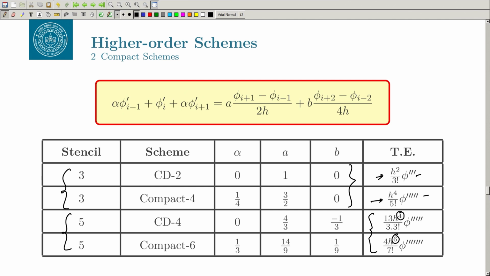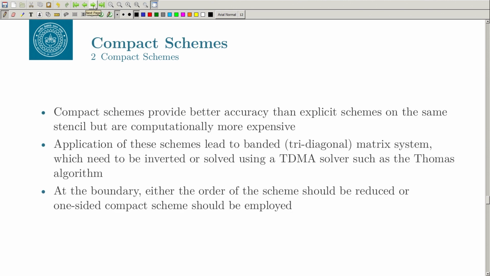So, that is why compact schemes are more accurate, okay. And a finishing thought: the compact schemes provide better accuracy than the explicit schemes on the same stencil, but are computationally more expensive. The reason for that is that it leads to a banded system, which needs to be inverted or solved using a TDMA solver, a tridiagonal matrix solver, or, as you might have read, the Thomas algorithm. Basically, you use forward substitution and backward substitution and calculate it, okay.